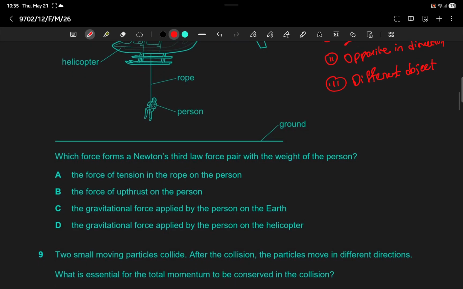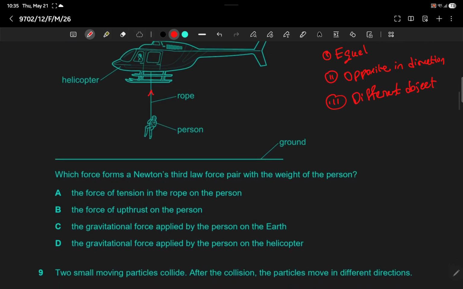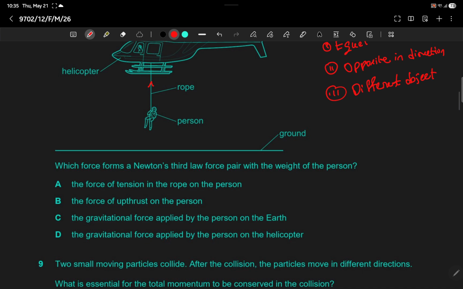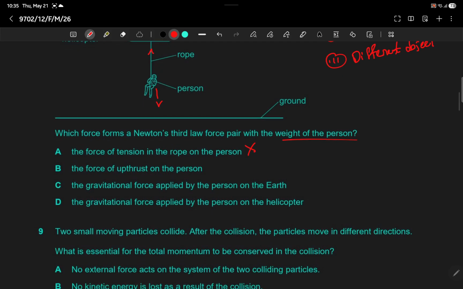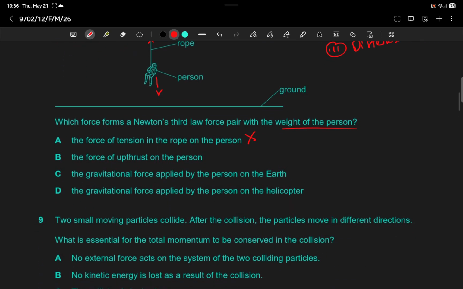So, the first option A is the force of tension in the rope. Wait, force pair with the weight. So, weight is acting downwards, right? The person's weight is acting downwards, and the tension is acting upwards. But the tension will not be the same as the weight, so it's not correct. The force of upthrust on a person. Upthrust, no, it's not going to be upthrust.